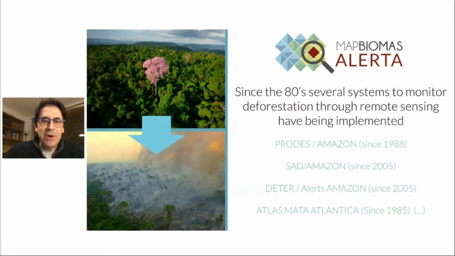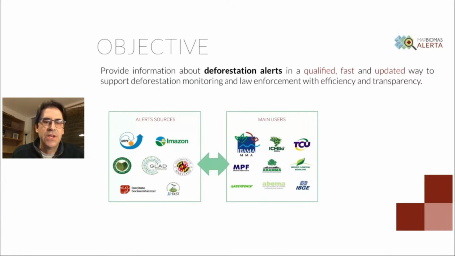I'm just going to talk very quickly about another initiative that we are doing now using Planet imagery, which is much more detailed, and it's a different challenge of work. So since the 80s, we have in Brazil tons of systems that are detecting deforestation at different levels. And the idea is to detect it as close to real time as possible to allow for action against the deforestation.